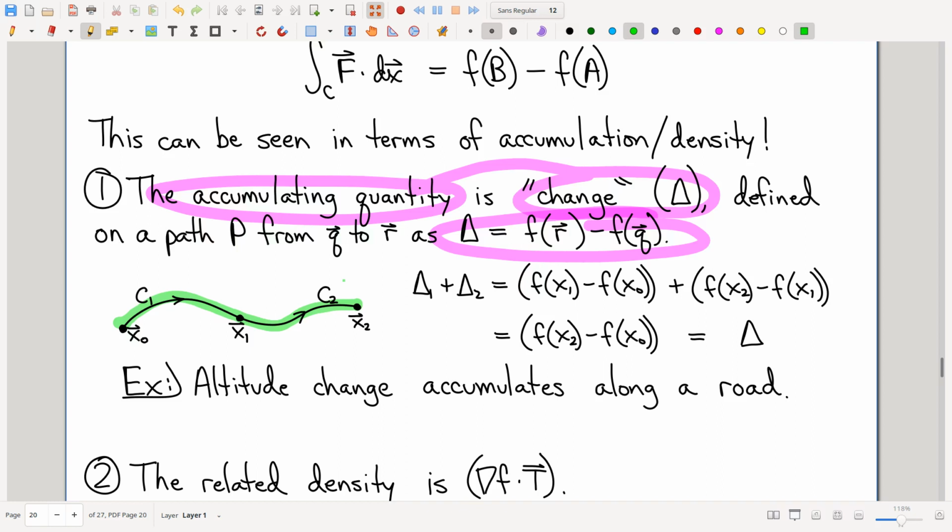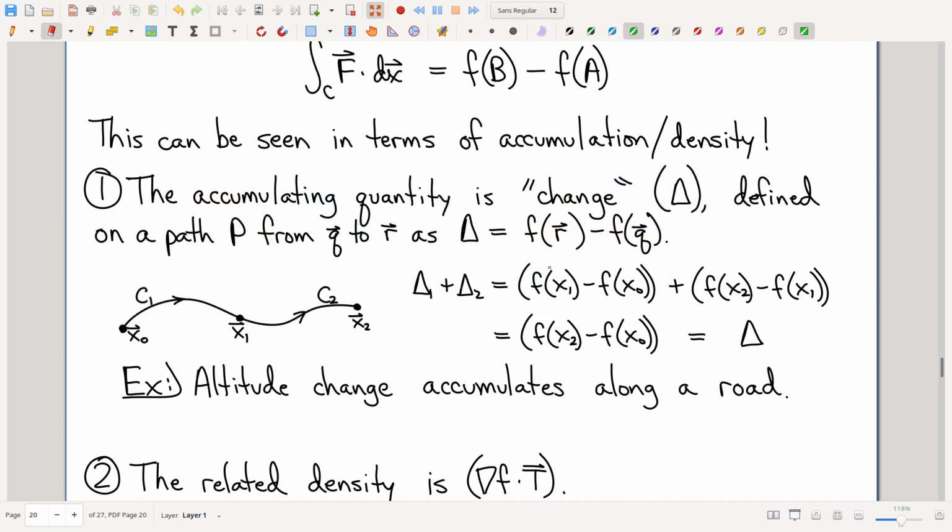How are we doing on that? Everybody happy with that? You can write down the algebra if you like. Y'all probably seen things kind of like this algebra before, and in particular this f of x1 and this minus f of x1, they kind of cancel in the middle. Right? If you like that one of you. Okay, so we have an accumulating quantity. That means we can talk about the associated density.